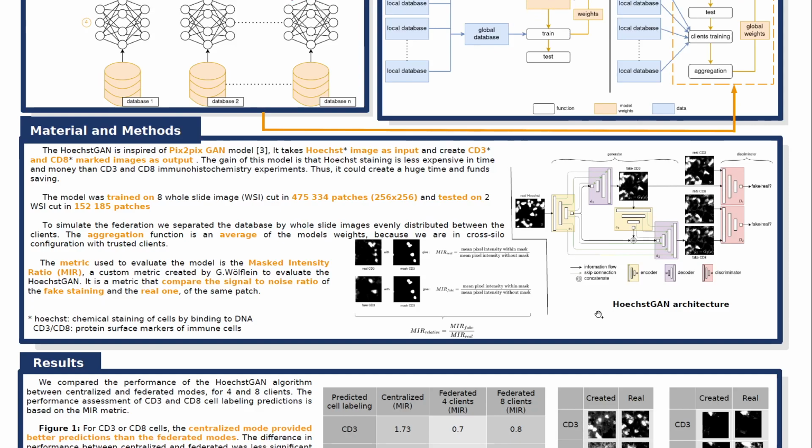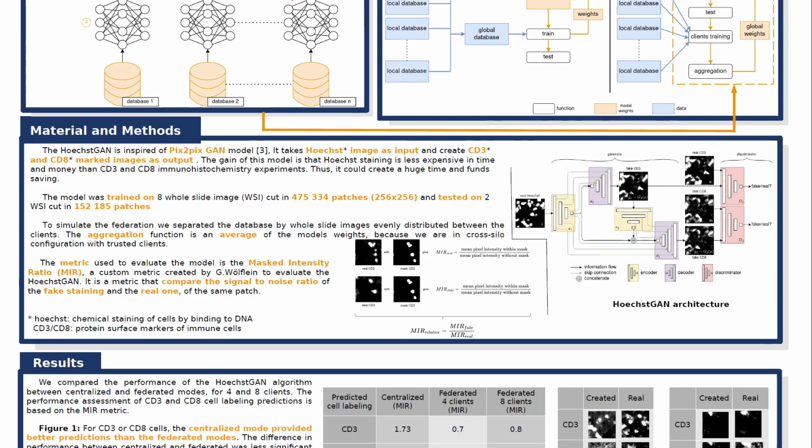To create a simulation of federation, we test two approaches. We will train a model in centralized, train a model with 4 clients, and train a model with 8 clients in federated. To do the aggregation of the weights, we'll use a simple average. We use a simple average because we will be in a cross-silo configuration. That means that there are not many clients and all clients can be trusted.